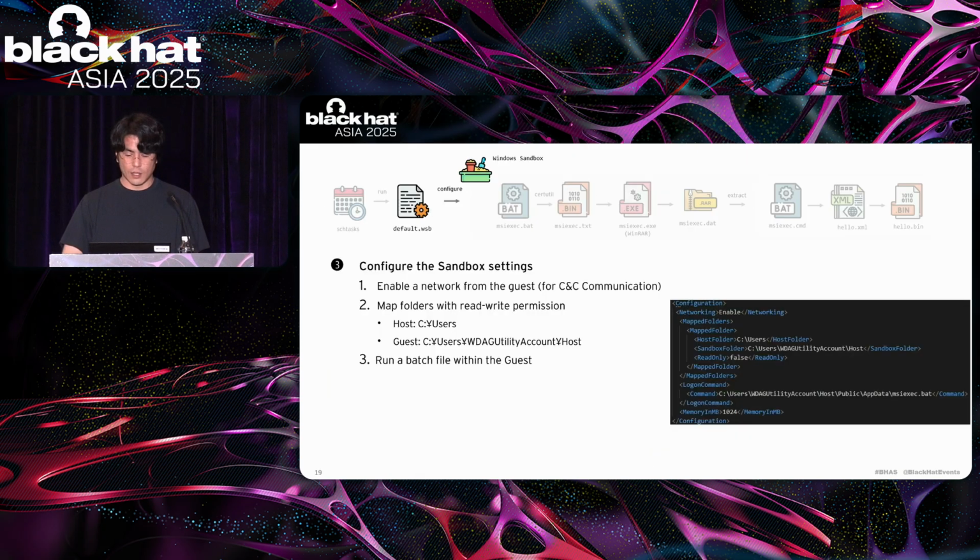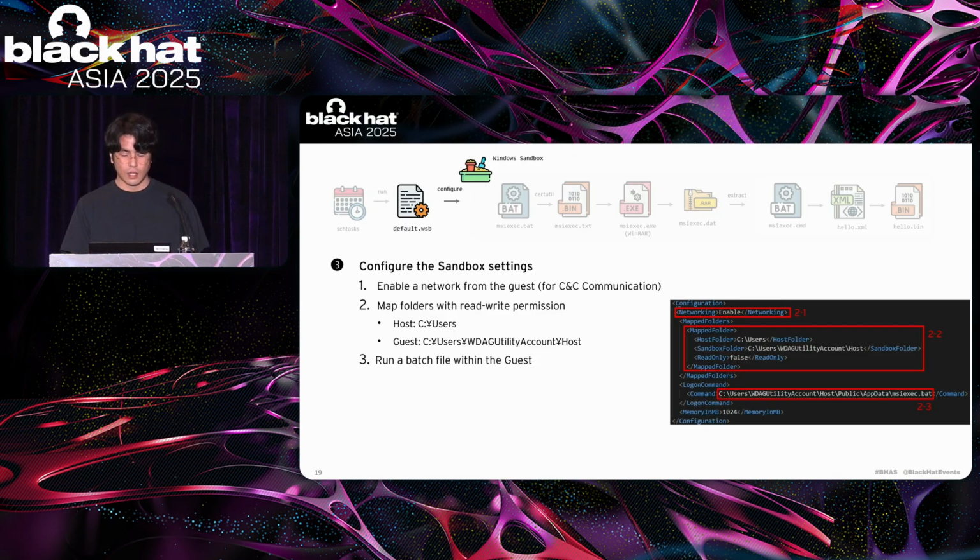So let's examine the WSP file next. It enables the network from the guest for the C2 communication, and it maps the user folder of the host with read-write permission, which means that the guest can read and write any arbitrary data in the user's folder, including documents and downloads folders, which may include some sensitive data. Then it runs the batch file within the Sandbox guest as our launching command.